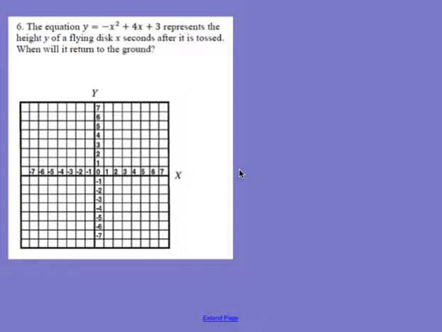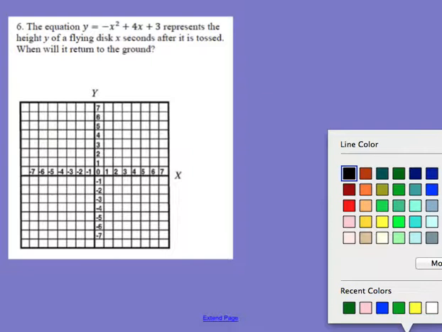So we have the equation y is equal to negative x squared plus 4x plus 3, and that's going to represent the flying disc after it's tossed. So we're going to represent the disc's motion. It's asking us when will it return to the ground. So we're going to make an estimate for this. We're going to graph it and estimate when it's going to return to the ground based on our graph, because that's going to model its motion.